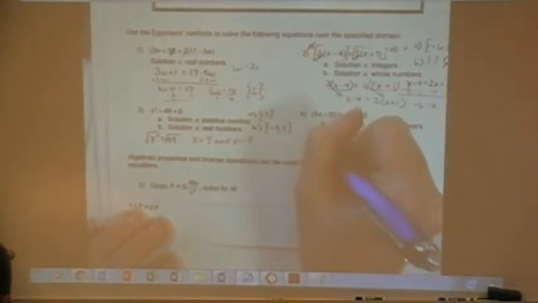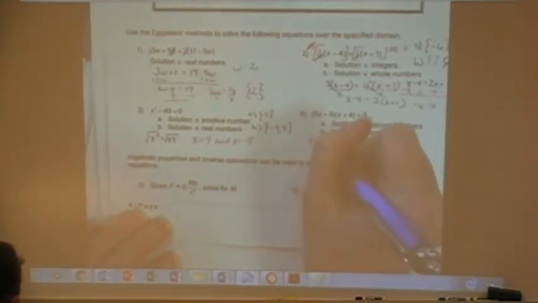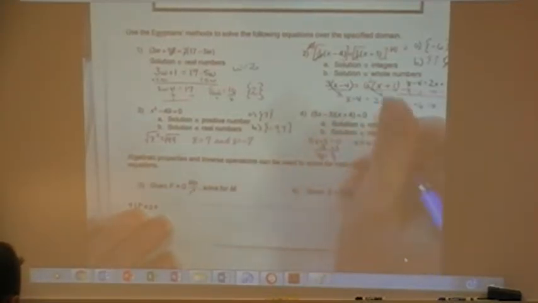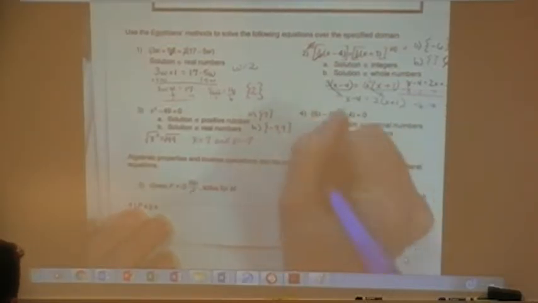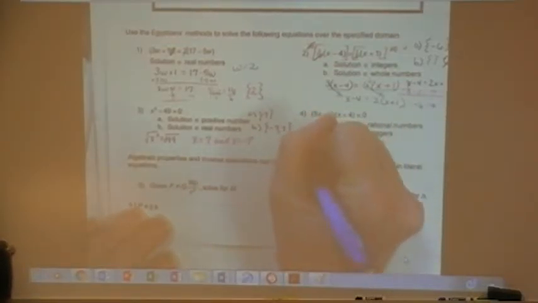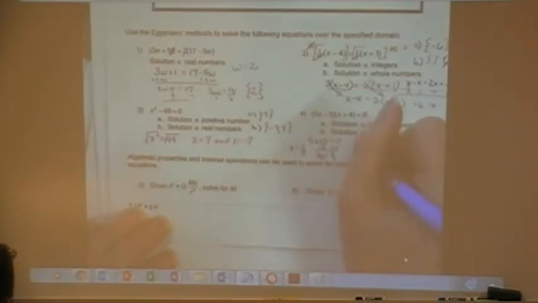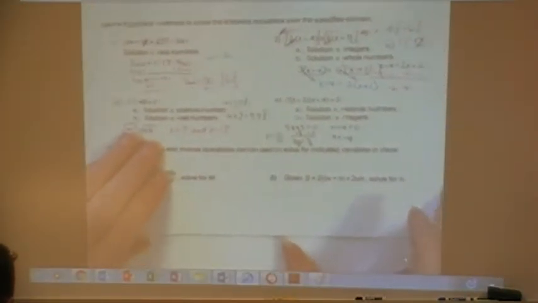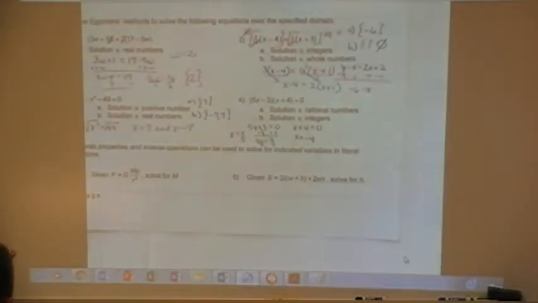So first thing I'm going to do is add 3, and then divide by 5. So I get x equals 3/5 for the first piece, and x equals -4 for the second piece. Now we have to apply the domain restriction.